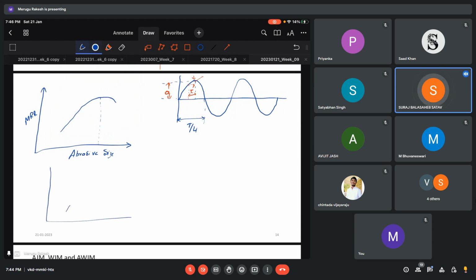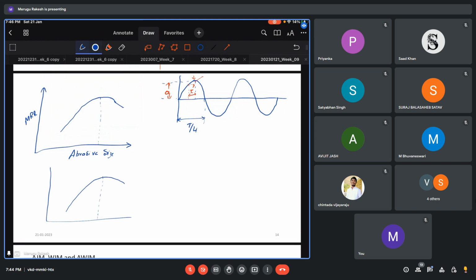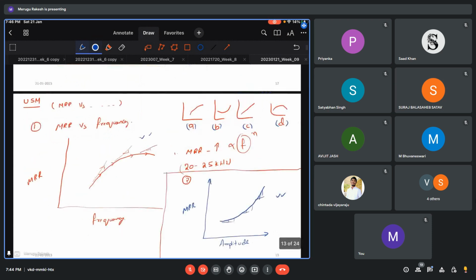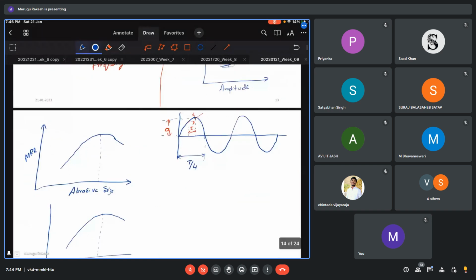Sir, a similar trend we can observe. In the amplitude graph, it is shown that MRR continuously increases. Where are you saying MRR increasing? MRR versus amplitude graph. Yes, but I have fixed the size of the abrasive here. Abrasive size is fixed. I'm just increasing the amplitude. But here I'm not changing the amplitude. It is for only one amplitude, but I'm changing the abrasive sizes.